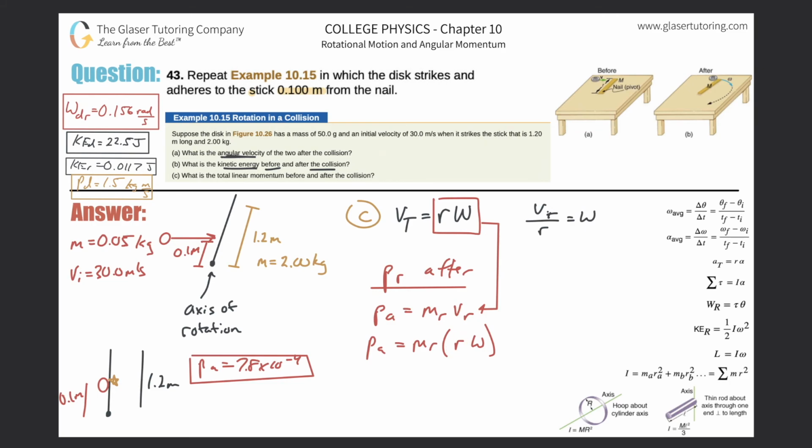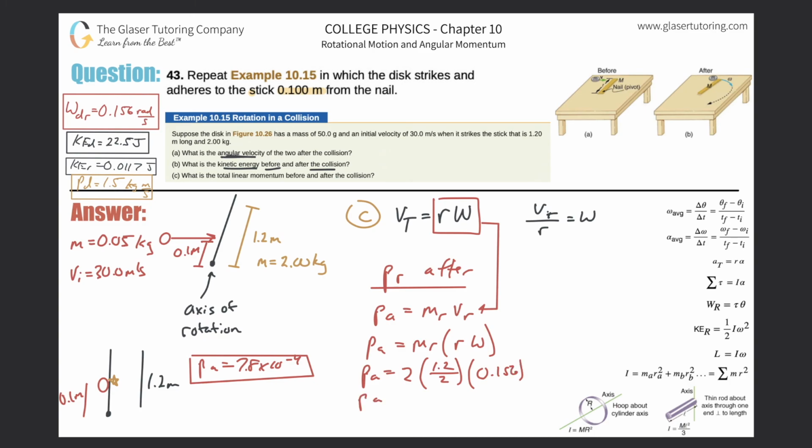So the radius is going to be the center of mass. If it's a uniform rod, which we can assume it is, the center of mass is going to be symmetrically located at the halfway point. So it'd be 0.6 meters, or another way to write it, 1.2 divided by 2. Now, knowing that, we can plug it all in. So P_A is equal to the mass of the rod, 2 kilograms, multiplied by the radius, 1.2 over 2, multiplied then by the angular velocity, 0.156.